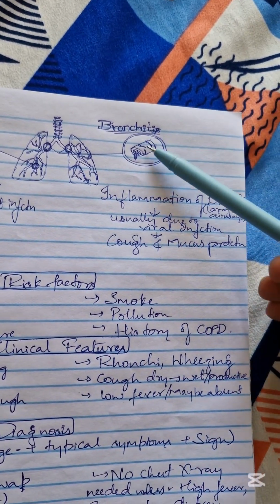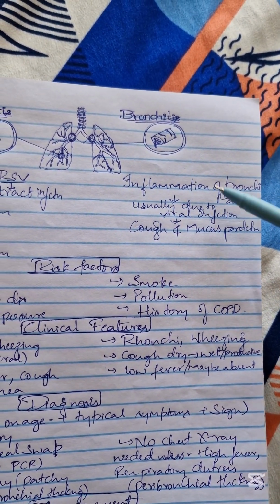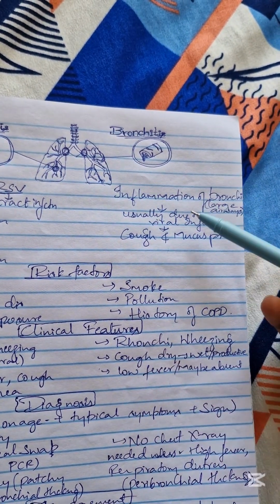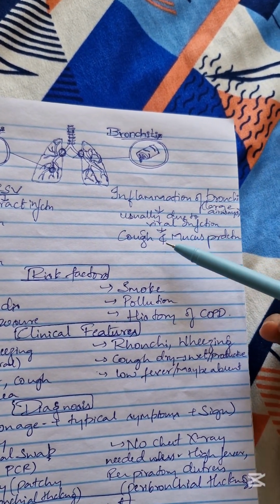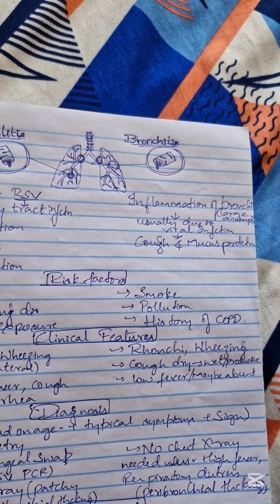If you talk about bronchitis, it's the same here. Inflammation of the bronchi, the larger airways. These are the bronchi where infection can lead to inflammation, which will lead to cough and mucus production. Mucus production further leads to obstruction.